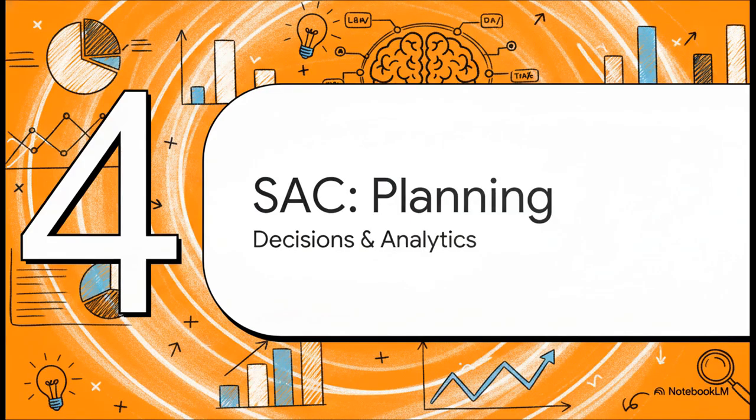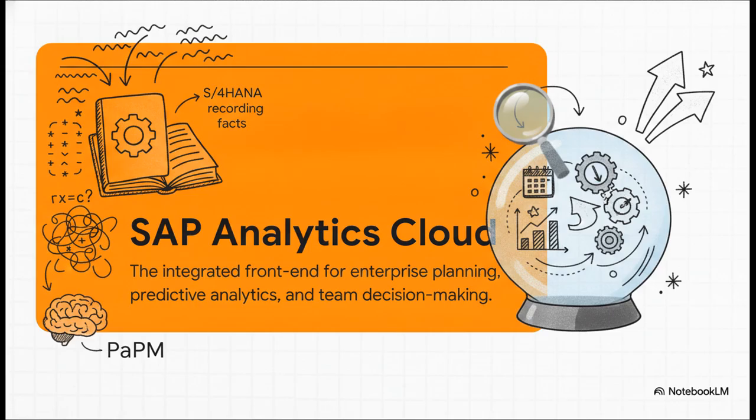Okay, let's jump to Section 4, SAC, the home for planning, decisions, and analytics. Let's look at our third pillar, SAP Analytics Cloud, or SAC. While S/4HANA records historical facts and PAPM calculates all that complex logic we just talked about, SAC focuses completely on the user experience of strategy. Its fundamental role is entirely forward-looking. It seamlessly blends business intelligence, enterprise planning, and predictive analytics into one unified environment for actually making decisions.